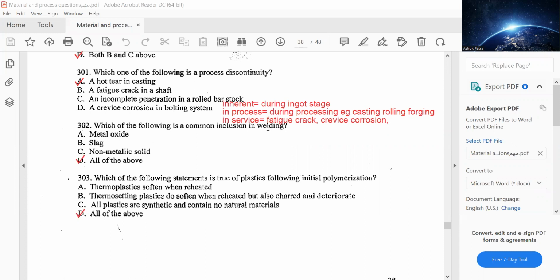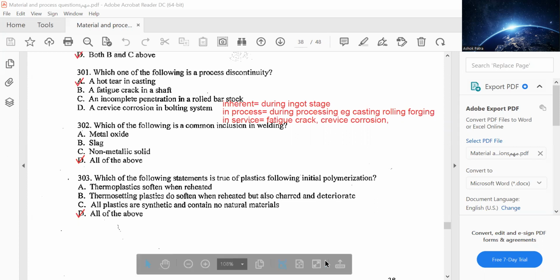Which of the following is a common inclusion in welding? All of the above: metal oxides, slag, non-metallic solids. Which of the following statements is true for plastic following initial polymerization? Thermoplastics soften when reheated. Thermosetting plastics do not soften when reheated but are charred and deteriorated. All plastics are synthetic and contain no natural materials. All of the above.